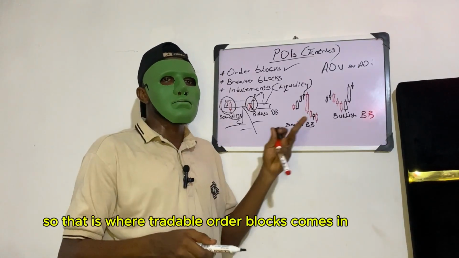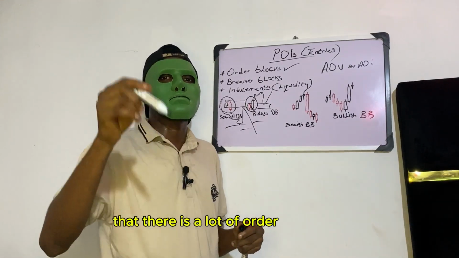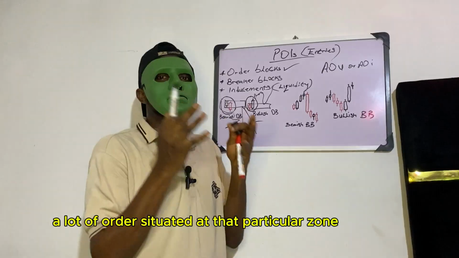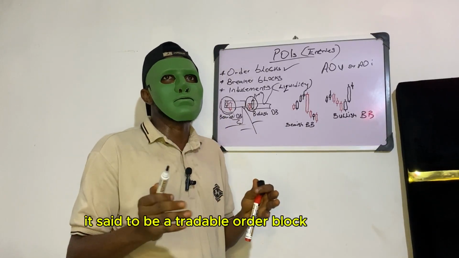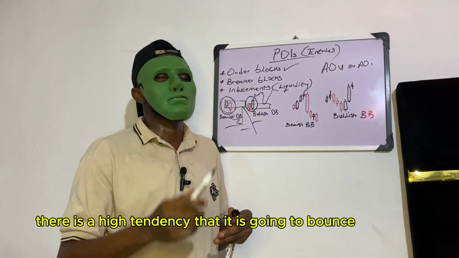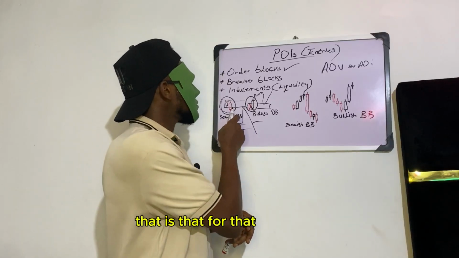So that is where tradable order blocks come in, where you actually know the particular order block that has a lot of orders situated at that zone. That order block is said to be tradable because there is a high tendency that it is going to bounce the market back when the market comes back to that zone. That is that for that.